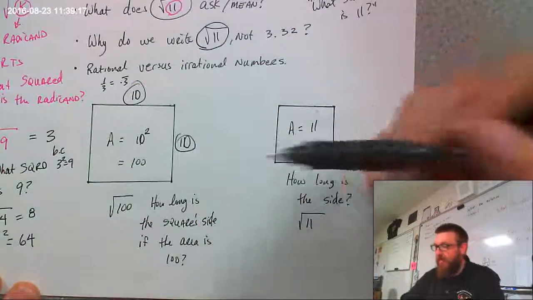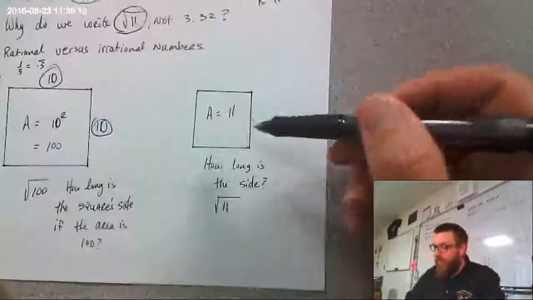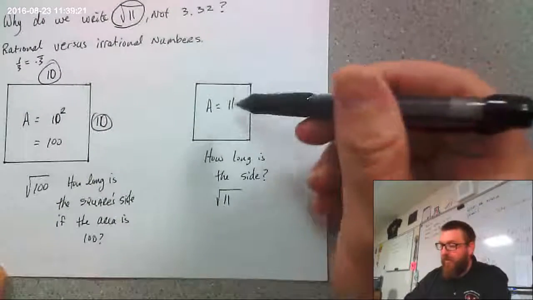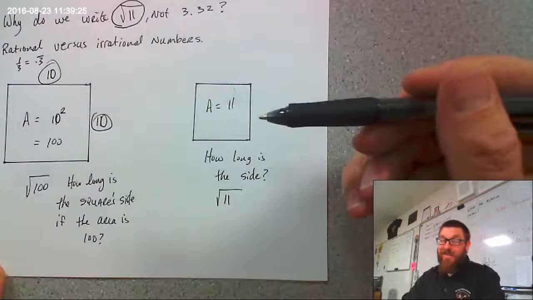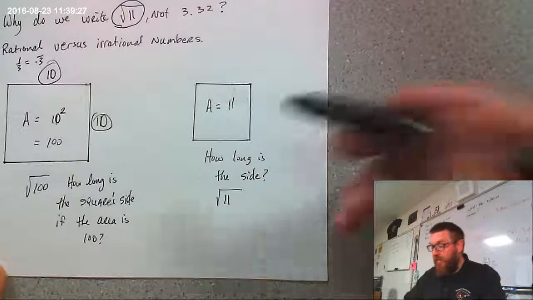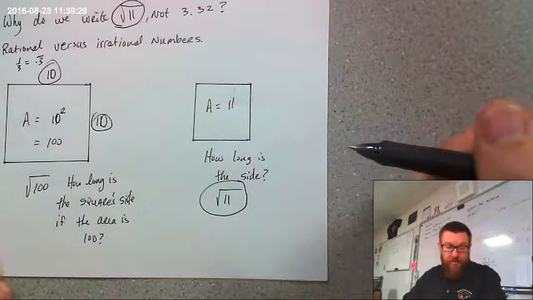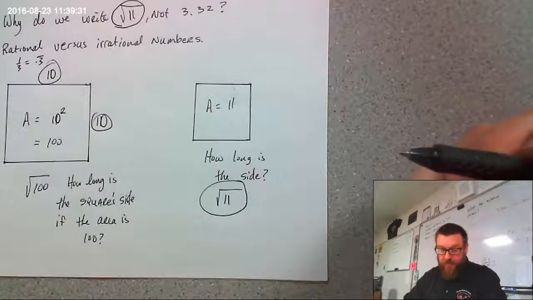And it's 10. Not too difficult there, but again with our 11, if I had a square whose area was 11, how long is each side? That's a little tougher to answer. That's an irrational number. We just leave it just like that.